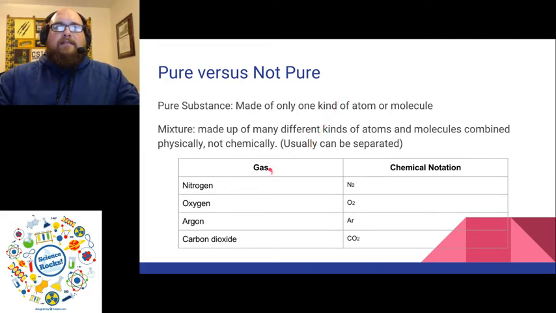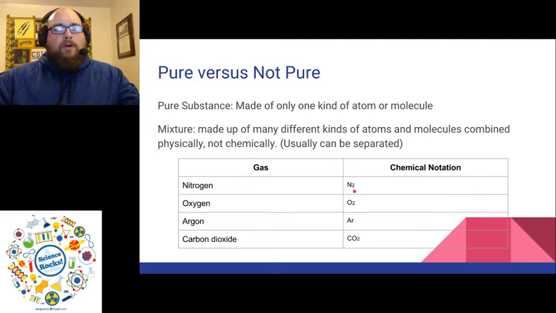So we have four gases, first of which is nitrogen. Their chemical notation, or how we write these, is based on its chemical symbol, and then we have what's called subscripts. These subscripts tell us how many of a particular element are there. So nitrogen gas is made up of N2. Well, what this tells us is that there are two atoms of nitrogen in one molecule of nitrogen gas.